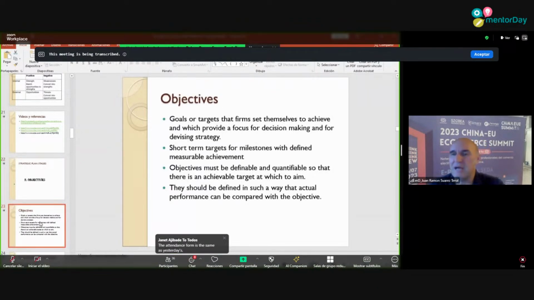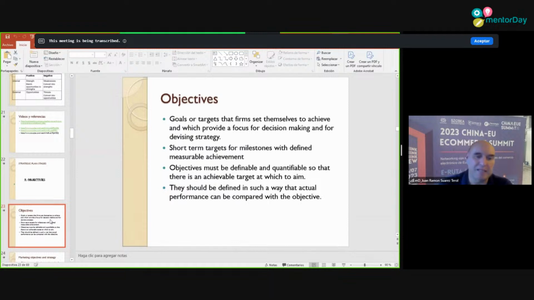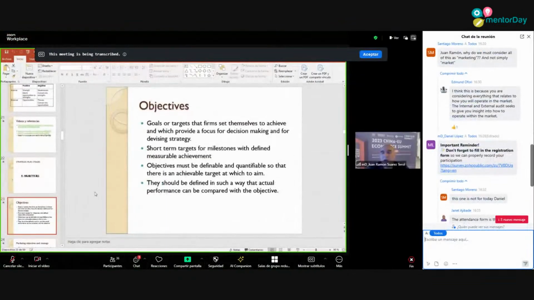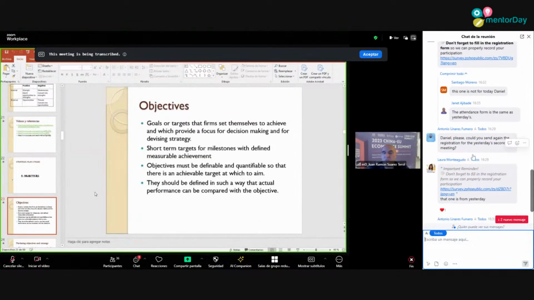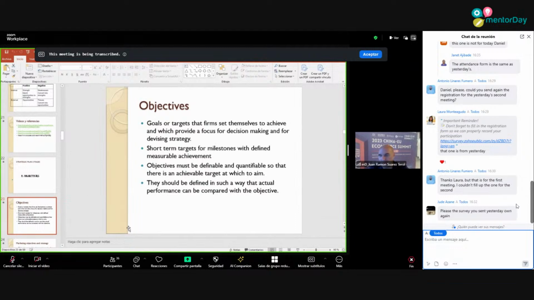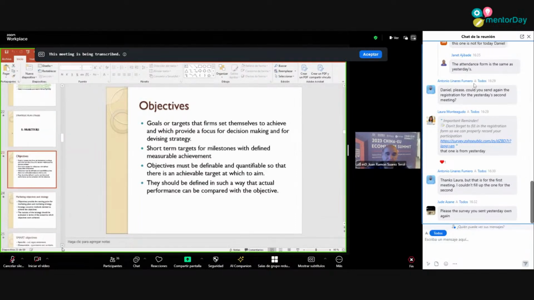Okay, let's go to the next step, which is objectives, okay? What are objectives? I think early on, my colleague asked me if the objective he mentioned was a right objective or not. Objectives are goals or targets that the firm sets itself to achieve a strategy and which provide a focus for decision making and for devising a strategy. Okay, that is basically the definition of an objective.